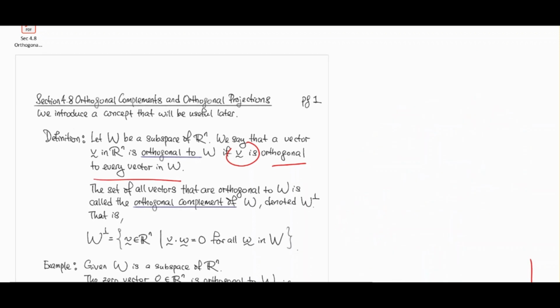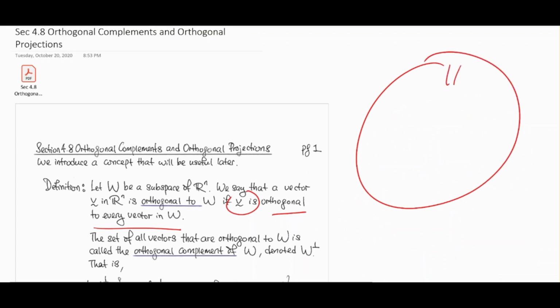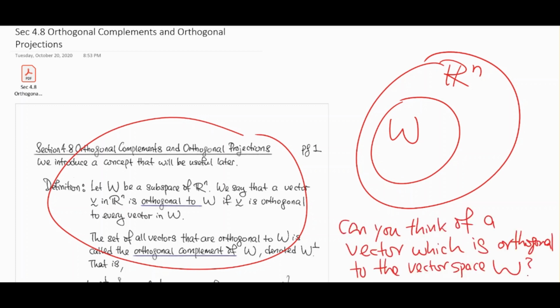Let's redraw this picture one more time. So we have Rn, and we have a vector subspace W of Rn. Now, according to this definition right here, can you think of an element that is orthogonal to this vector space W? So what I'm asking is, can you think of a vector which is orthogonal to this vector space W?